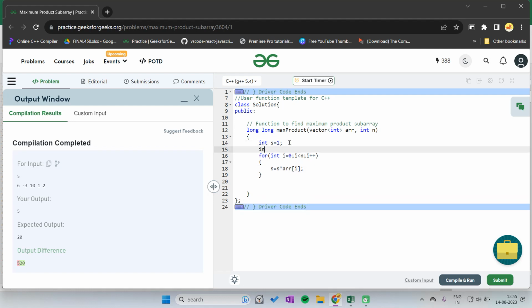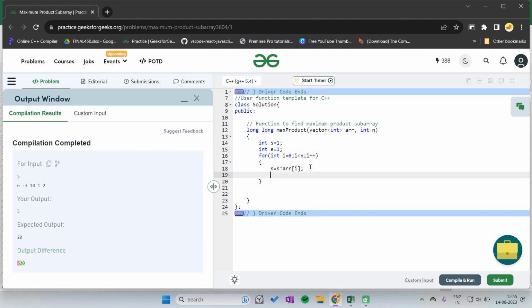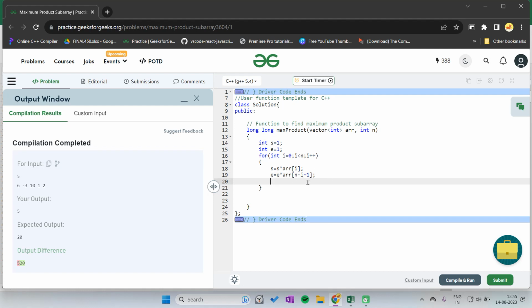So I'm saying e equal to 1, and e equal to e multiply arr of n minus i minus 1. Why am I not using n minus 1? Because if i is 0, then it will go to minus 1. When I say n minus i minus 1, it becomes the last element of the array. So the maximum value is max of s and e. We have to find which one is max: either minus 18, or 2, whichever is the max is our answer.